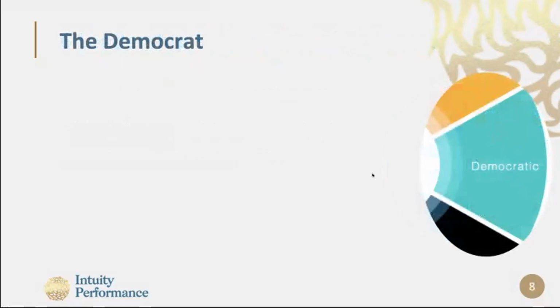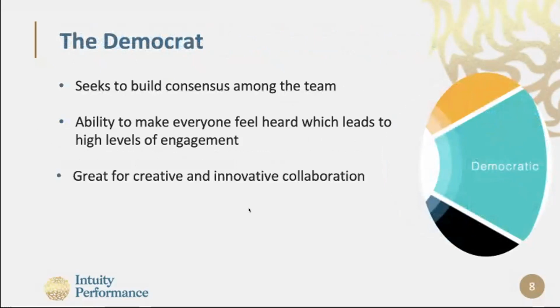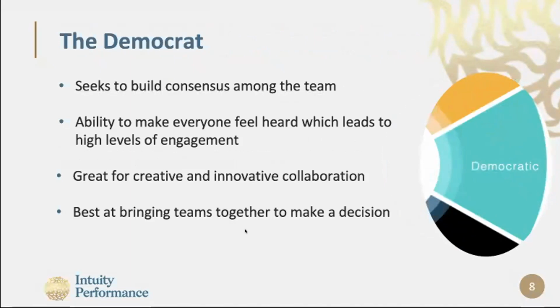Okay, so we'll start with Democrat. So the Democrat needs to build consensus among the team. They have the ability to make everyone feel heard, which leads to high levels of engagement. They're great for creative, innovative collaboration, and they're best at bringing teams together to make a decision.